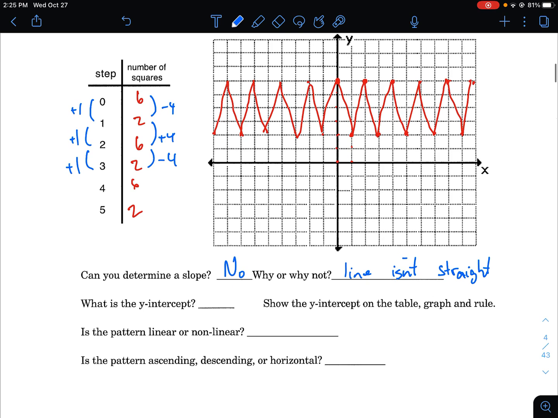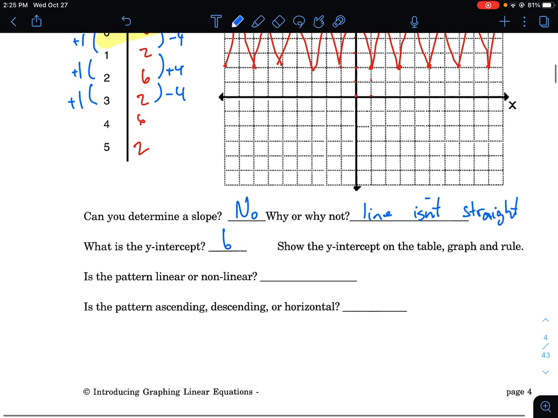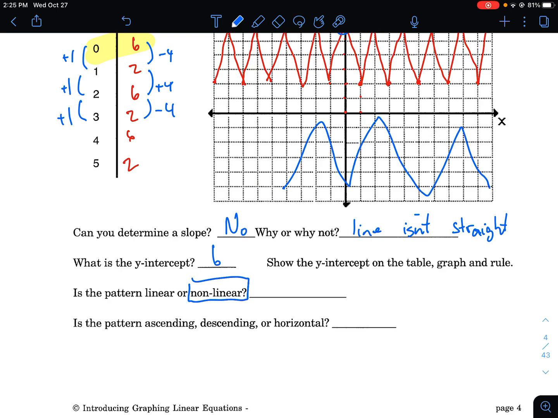What is the y-intercept? Do I have a y-intercept? I do. Remember, it's a starting point, which is right over here as well. When x is 0, y is 6. Show the y-intercept on the table, graph, and rule. Well, I've already done that. Is the pattern linear or nonlinear? It is nonlinear, because linear means it's a straight line. Even though these lines seem super straight, it's a bent line. It's like jagged. So it's not considered linear.